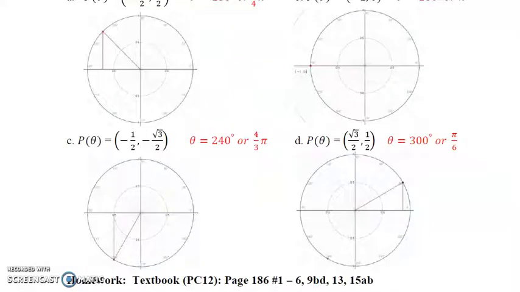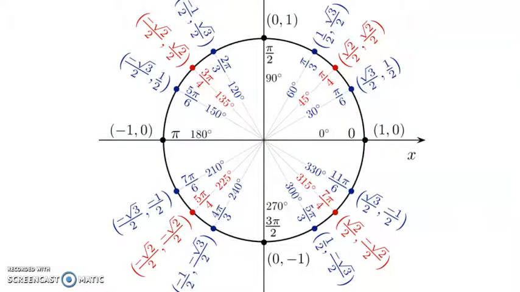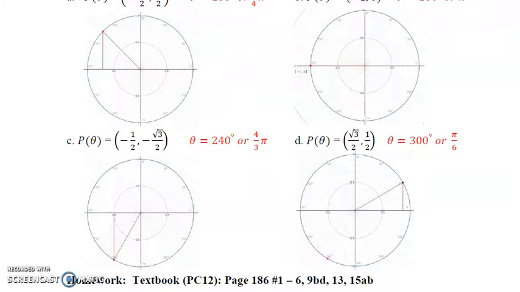What was it again? Sorry. Negative 1/2, negative root 3 over 2, which is 4/3 pi and 240. And then the last one we have root 3 over 2 and 1/2. So that's, remember, this is an x value, this is the y value, right? So all the way over here, up here, so this is actually going to be, it should be 30 degrees. That's a typo. I'll fix that. That should be 30 degrees or pi over 6, not 300. It's an extra 0. I'll fix that now.